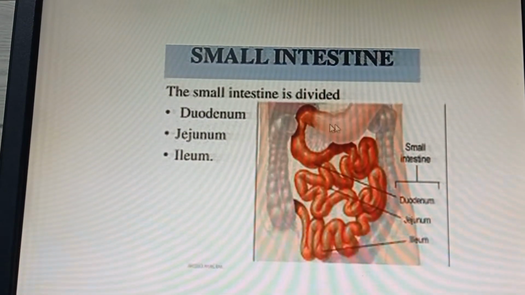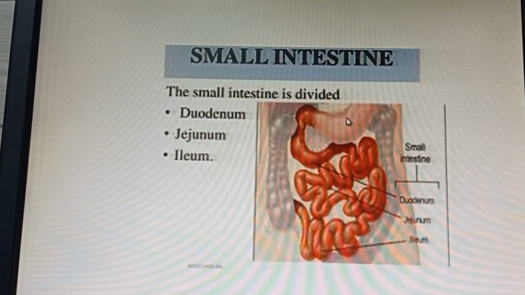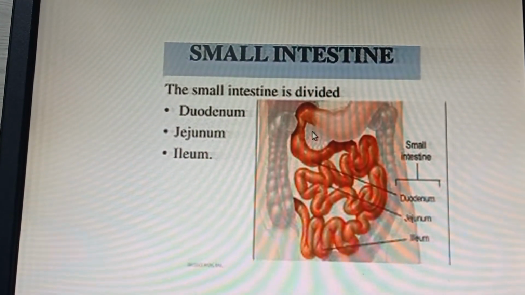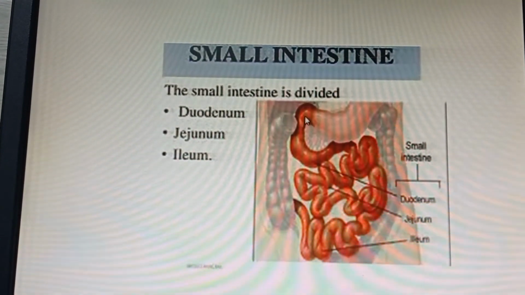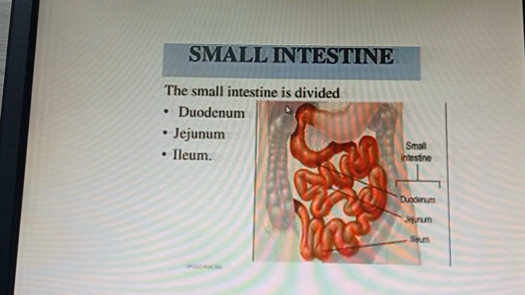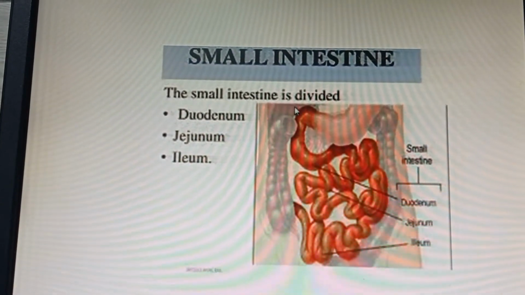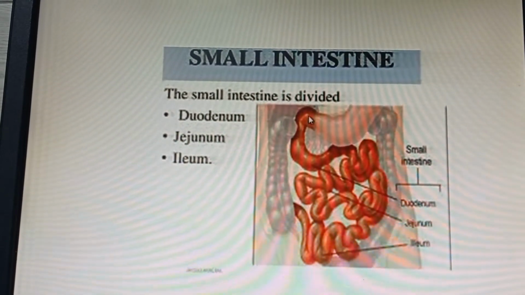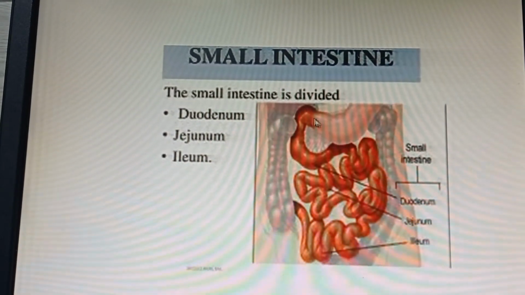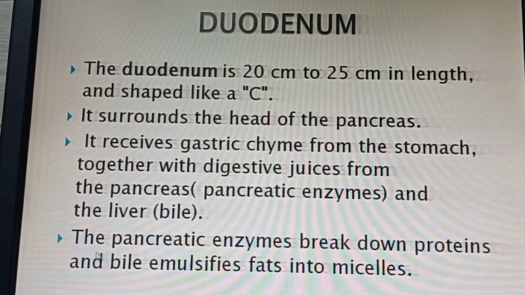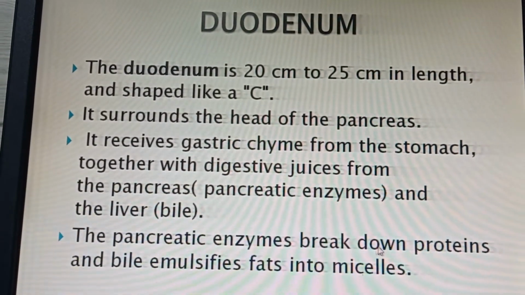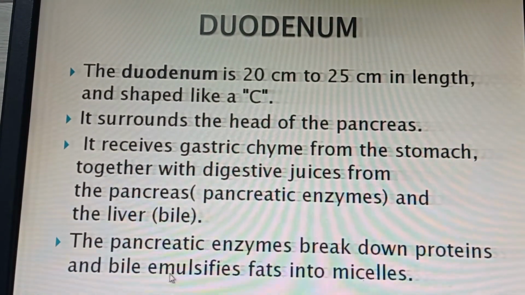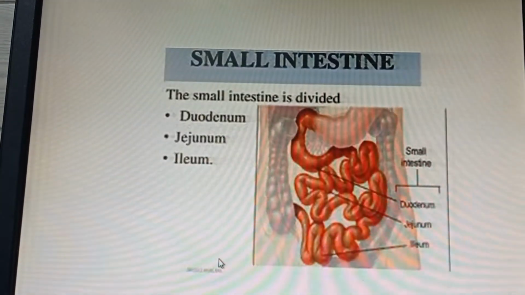It receives chyme from the stomach. This organ is the stomach. This is the pancreas, so it receives pancreatic juice from the pancreas. This organ is the liver, and it receives bile from the liver. Pancreatic enzymes help in the breakdown of protein, and bile, received from the liver, emulsifies fat.